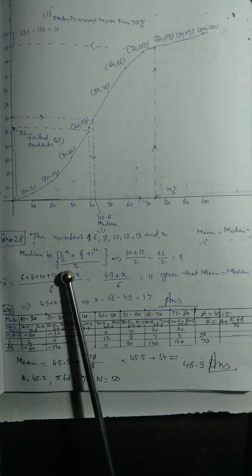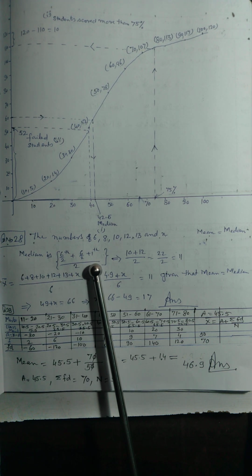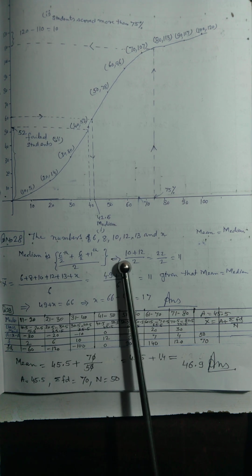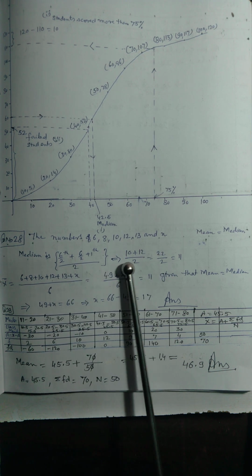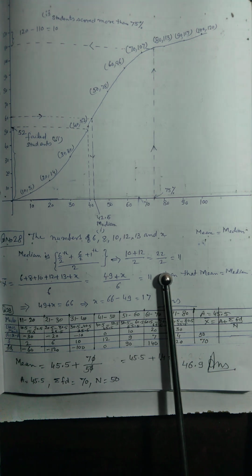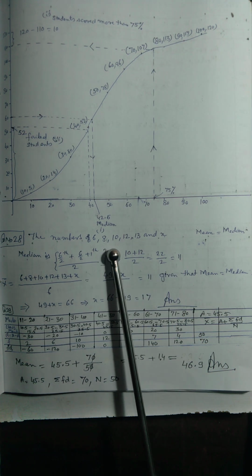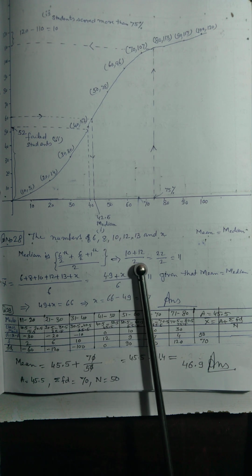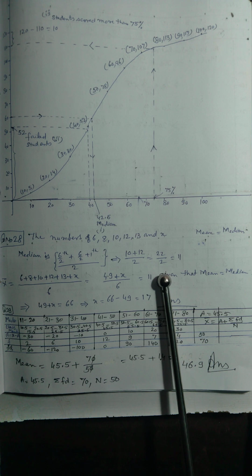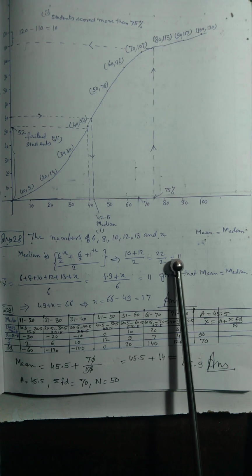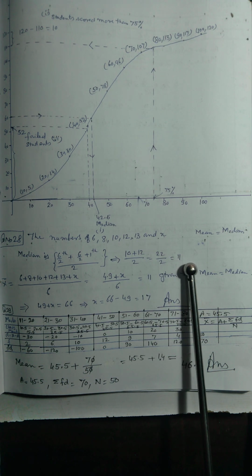The median is (n/2)th term plus (n/2 + 1)th term, whole divided by 2. So 10 plus 12 divided by 2, that is 22 divided by 2. These two numbers, 10 and 12, come in the middle. So 10 plus 12 divided by 2 is equal to 22 divided by 2, that is 11. So 11 will be the median.